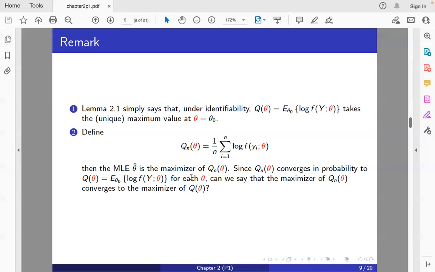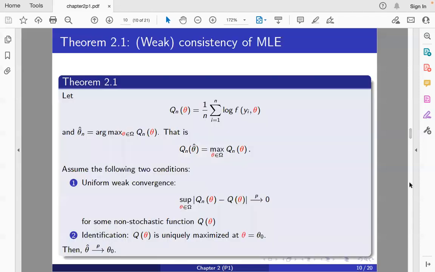That is the statistical problem, and the answer is that it's not enough. We need a stronger condition than just convergence, and that is what this theorem is about. It's not just pointwise convergence. The convergence should be uniform.